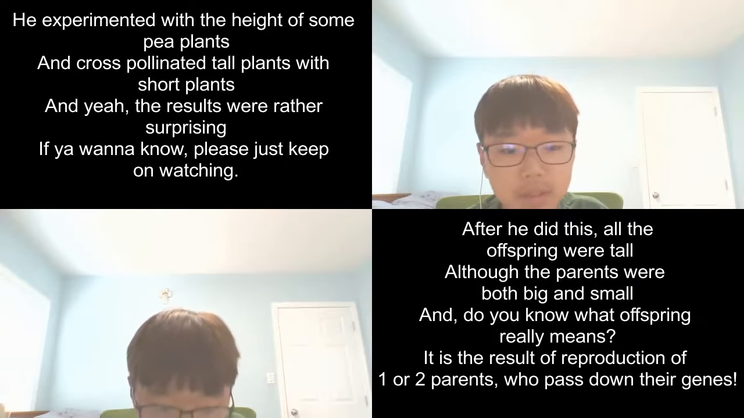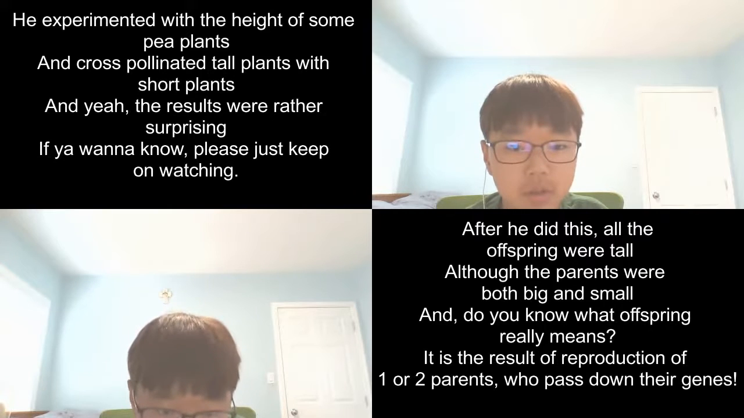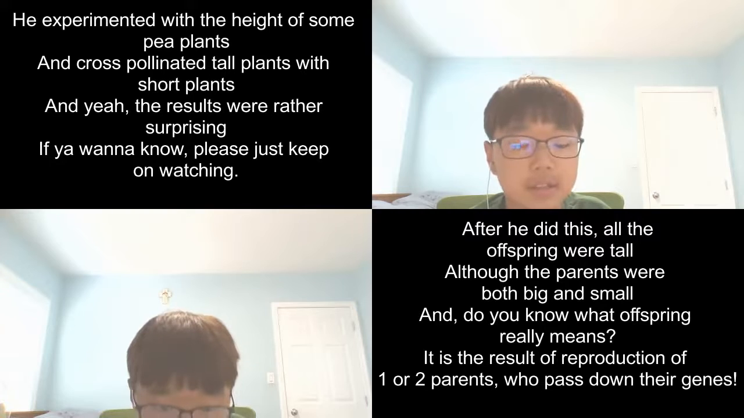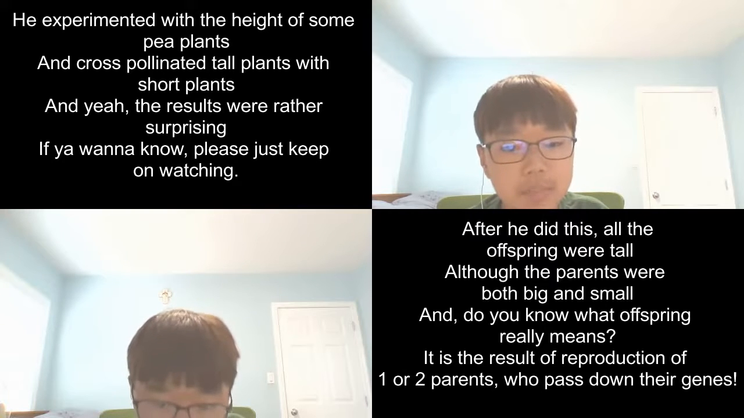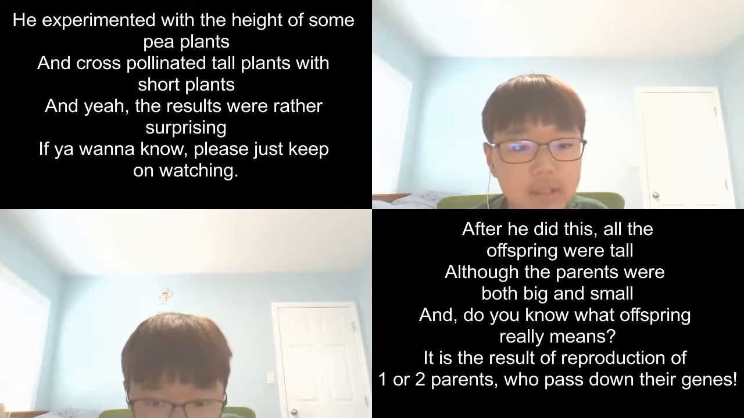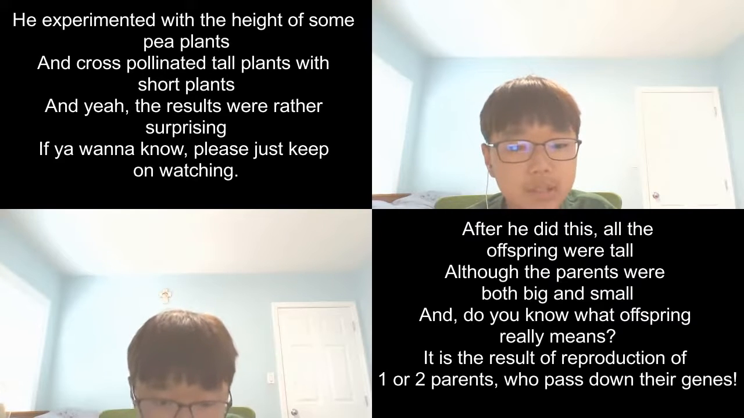He experimented with the height of some pea plants and cross-pollinated tall plants with short plants. There's something rather surprising, and if you want to know, please just keep on watching. After he did this, all the offspring were tall, although the parents were both big and small. And do you know what offspring really means? It is the result of reproduction of one or two parents who passed down their genes.